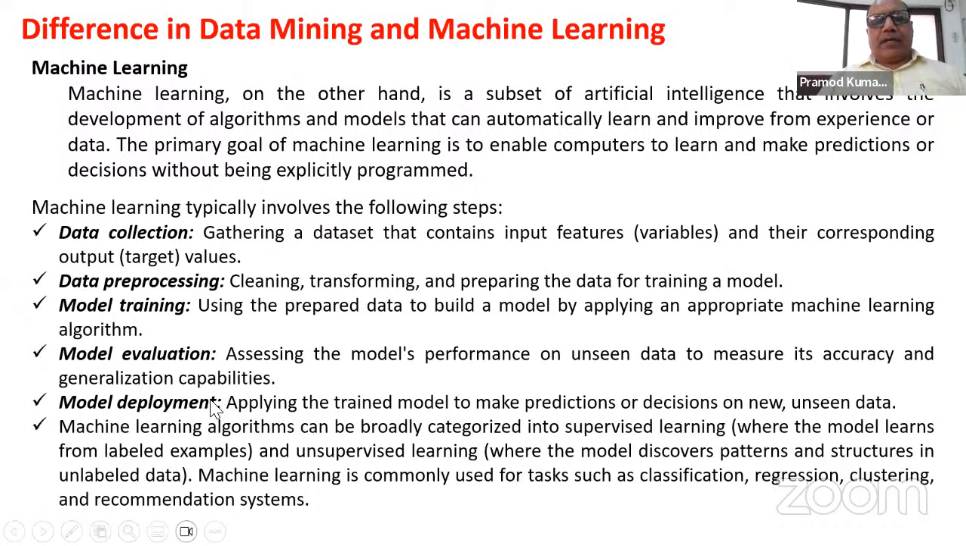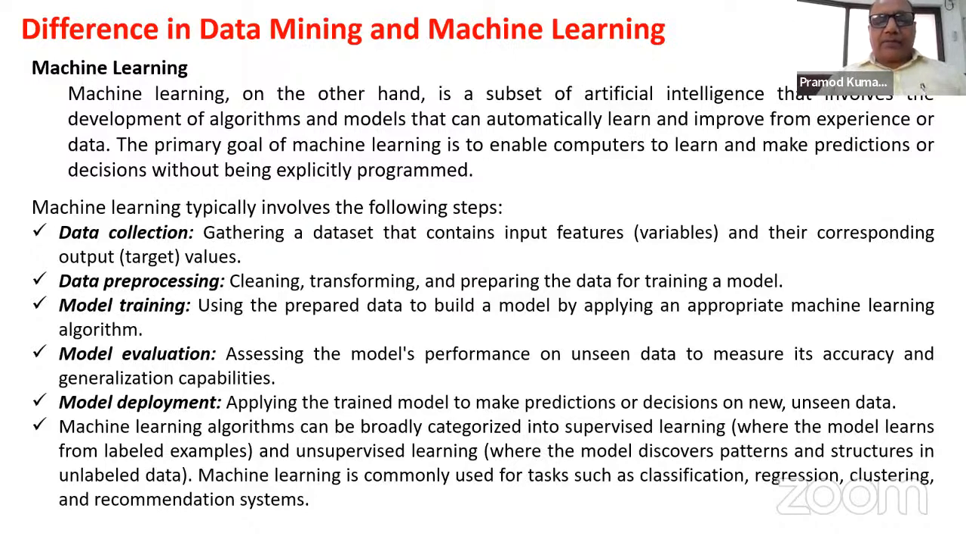Then we have the model deployment. Applying the trained model to make predictions or decisions on new unseen data. Once we have evaluated the different models, then we will choose one particular model which is more accurate, which is better, which we will prefer. And obviously it's a decision maker's job. He will see which model is better. And then the model will be used for predictions on the unknown data.